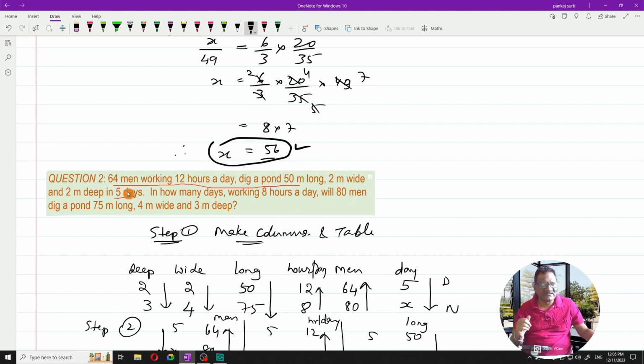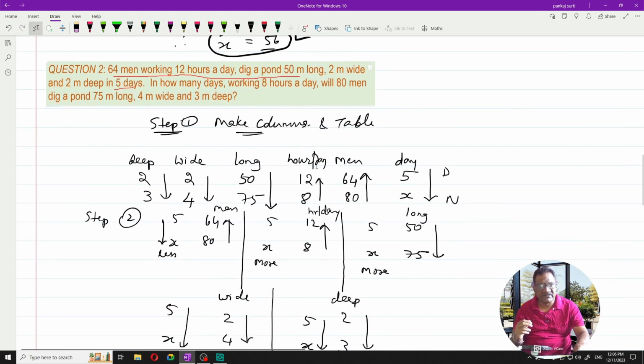The second question says that 64 men working 12 hours a day dig a pond which is 50-meter long, 2-meter wide, and 2-meter deep in 5 days. So a lot of quantities you can see over here. In how many days, working 8 hours per day, will 80 men dig a pond 75-meter long, 4-meter wide, and 3-meter deep? Looking at the question, first of all, it looks to be very horrible.